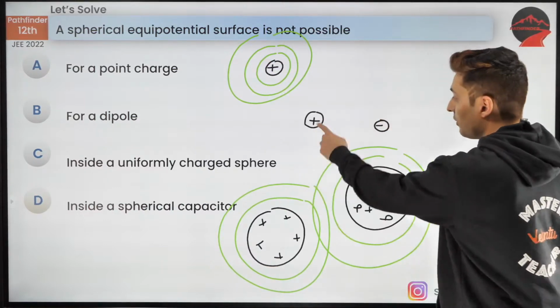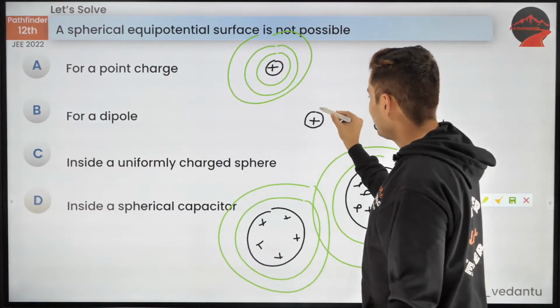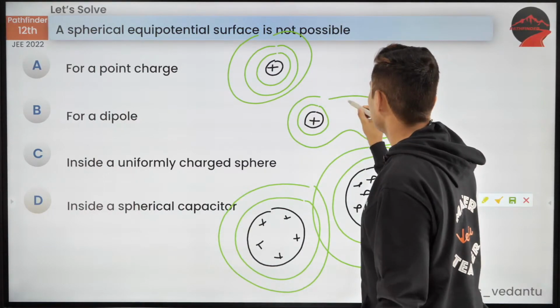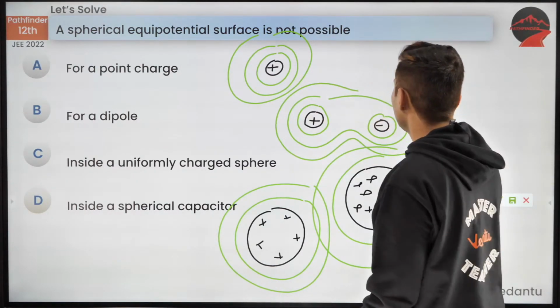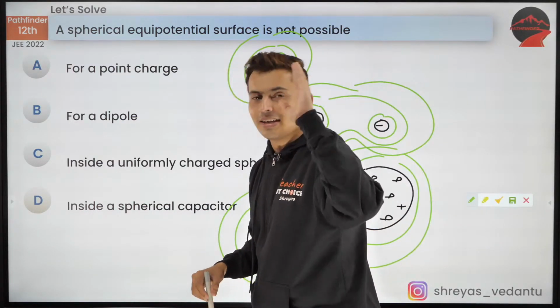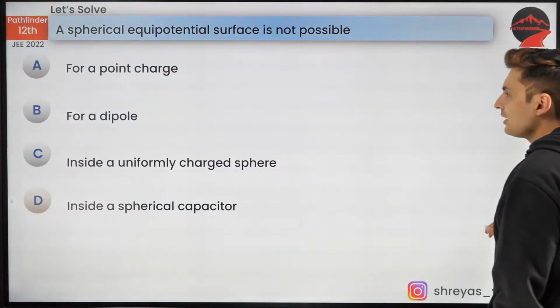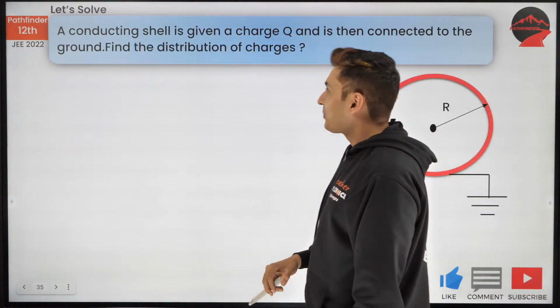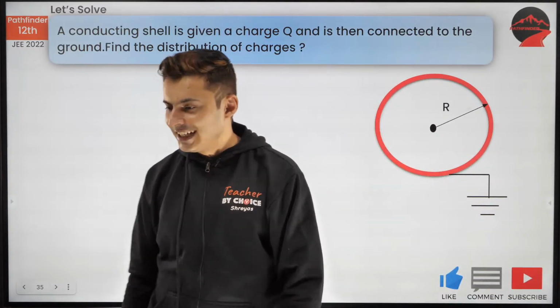But in the case of a dipole, please understand, it will be something like this. I hope you remember that diagram. It is something like that. So it is not spherical. So the answer is B. Very good. That's the answer. Yep. B for a dipole. Excellent.